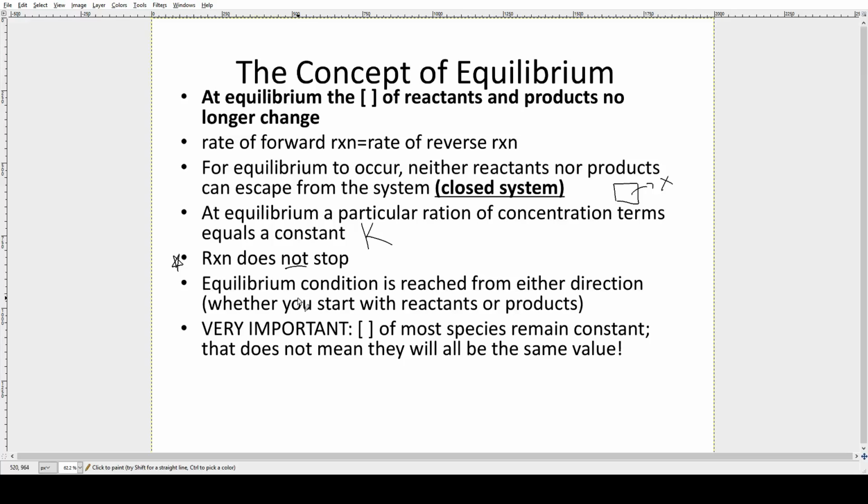And the equilibrium condition can be reached from either direction. So you could start with your reactants, and your reactants would do whatever they need to do to become the products, and eventually equilibrium will be reached. Or you could start with the products, and they will go backwards in the reaction to form the reactants, and equilibrium will be reached. Very important. The concentration of most species will remain constant, but that does not mean they will all be the same value. You could have different amounts of the reactants than the products, but as long as whatever those amounts are remains constant, then it's at equilibrium.